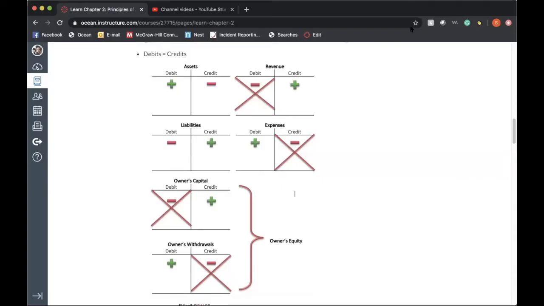I included this image under the video for you. I put an X through the debit side of the capital account and the credit side of the withdrawals account. In the future, when we learn closing entries, then we will be able to use these sides. But for right now, while you are learning journalizing debits and credits, I shouldn't be seeing anything on these sides. There should be no debits to owner's capital, no credits to owner's withdrawals. The owner puts money into the business, you will credit it. If the owner takes money out, you will debit withdrawals.